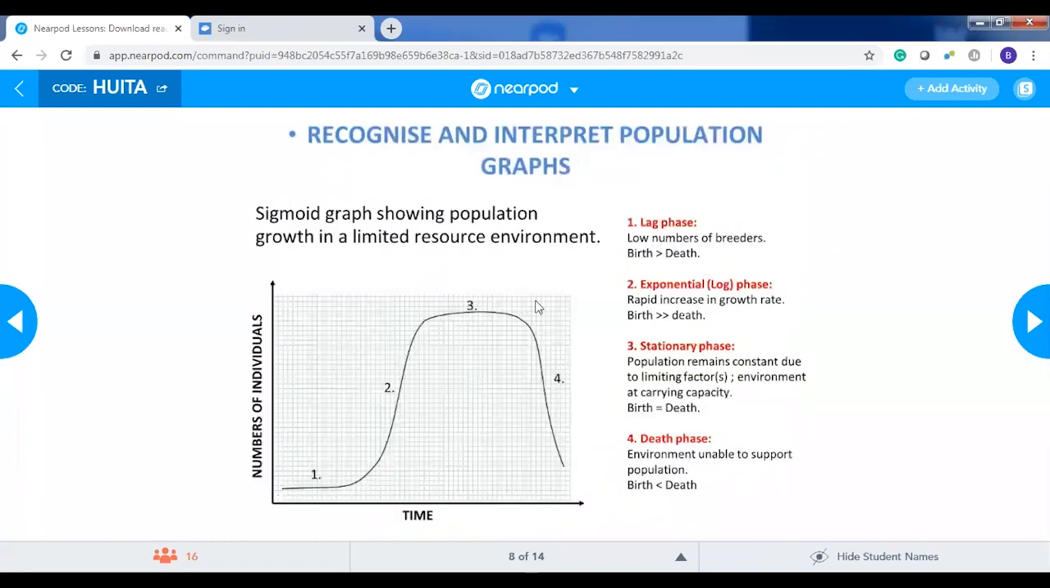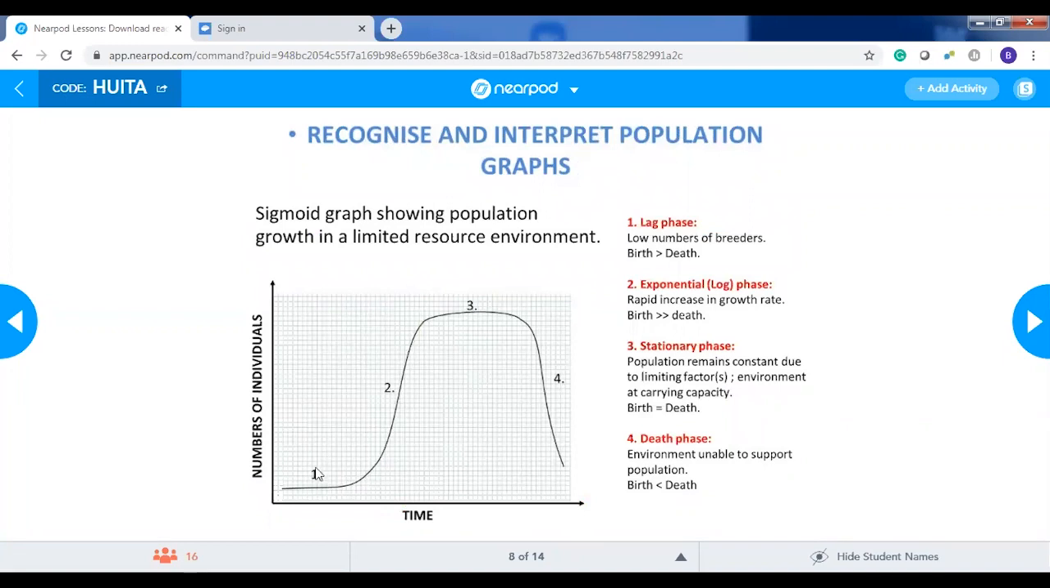Now, the population growth of any kind of animals has this shape. It is a curved shape. It is the graph of population growth. And in this curved shape, we can distinguish 4 different phases. The first one is called the lag phase.